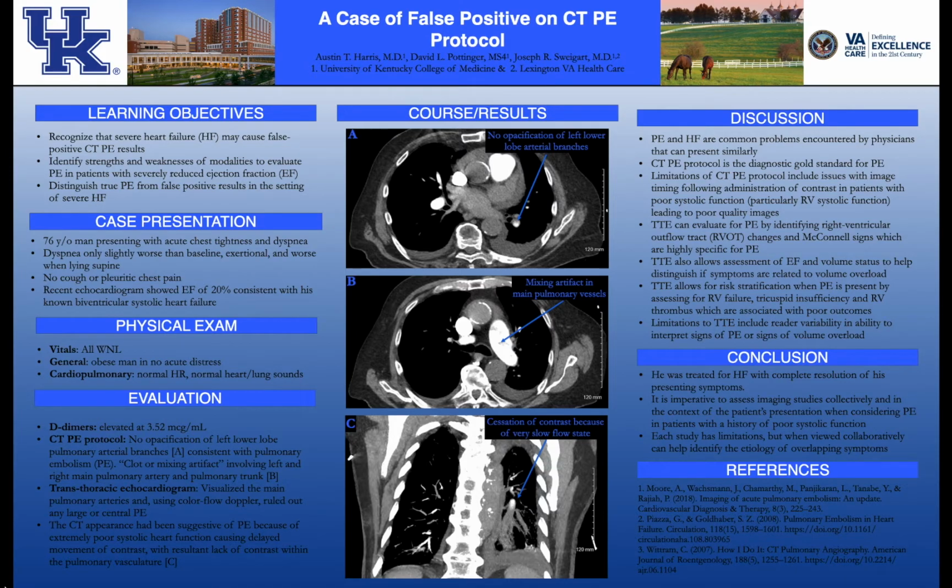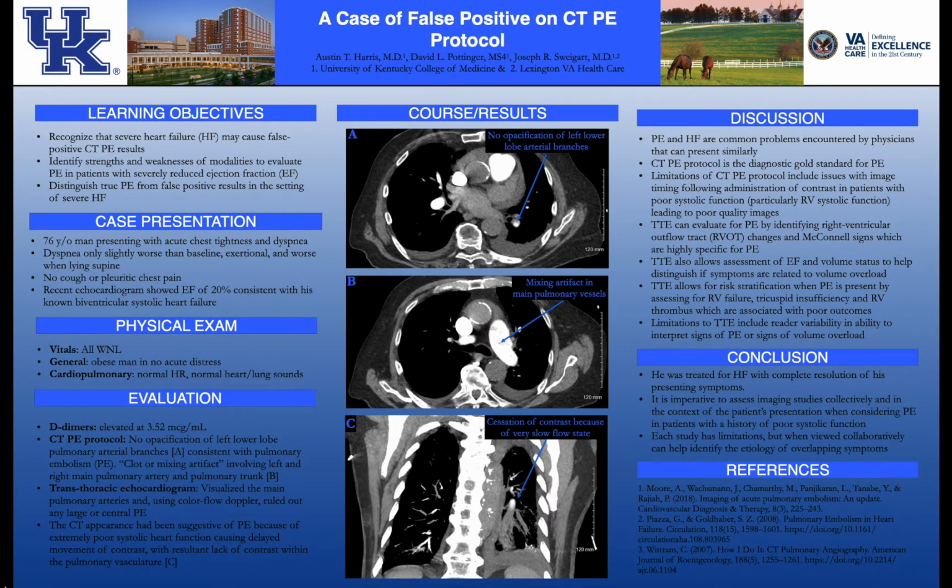My case is about a 76-year-old gentleman that presented with 12 hours of chest tightness, dyspnea, and orthopnea. He had a past medical history significant for coronary artery disease and heart failure with an ejection fraction of around 20%. On arrival, his vitals were within normal limits and his physical exam was relatively benign, with no respiratory distress at rest, no crackles on lung exam. He did have some lower extremity edema but reported no increase from his baseline.